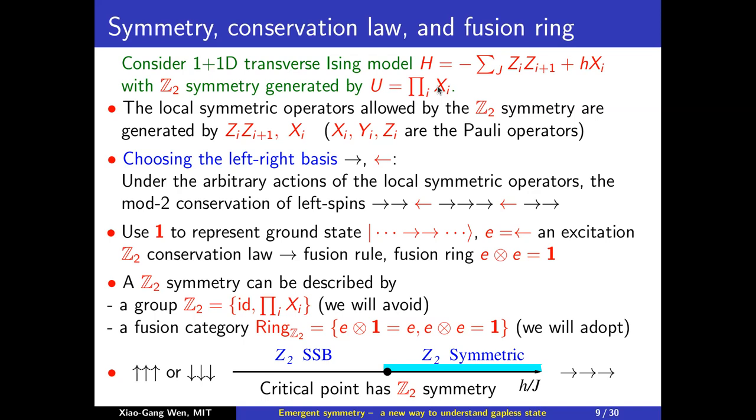So actually we can use 1 to describe a ground state and E to describe a single left spin. Then this mod 2 conservation can be described by this fusion rule. E and E together can become 1, but a single E cannot become 1. So EE can annihilate, but a single E is conserved. This is really the point of view of using a fusion ring or fusion rule to describe symmetry, rather than using the symmetry transformations, which form a group, to describe symmetry. So this is a little bit of a shift in point of view. We try to look at symmetry not from group transformations, but from the selection rule, the fusion rule point of view.